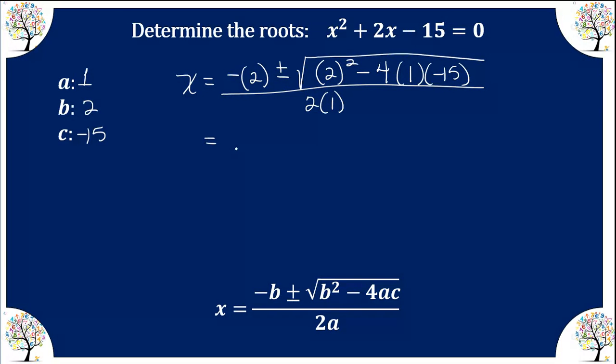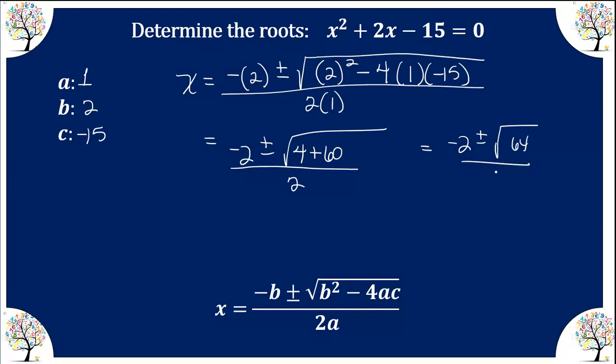Now let's simplify. We have negative 2 plus or minus. Square your B, identify your operator. Negative times negative is positive. So we simply have 64 all over 2. Negative 2 plus or minus the square root of 64 over 2. Now I'm going to take the root of 64 and I'm going to have negative 2 minus 8 over 2 and negative 2 plus 8 over 2.